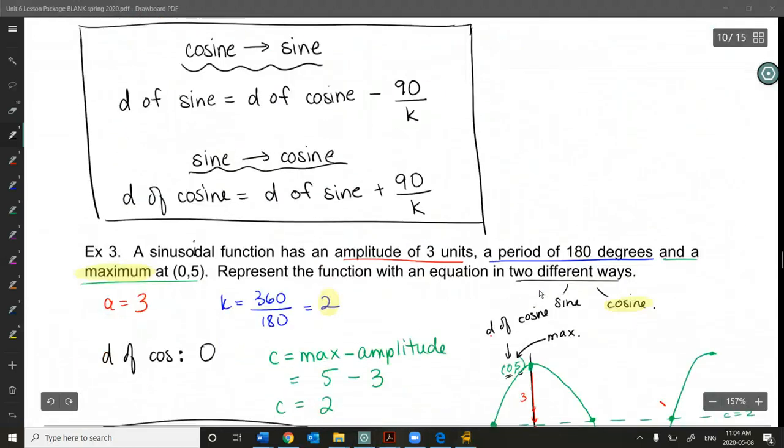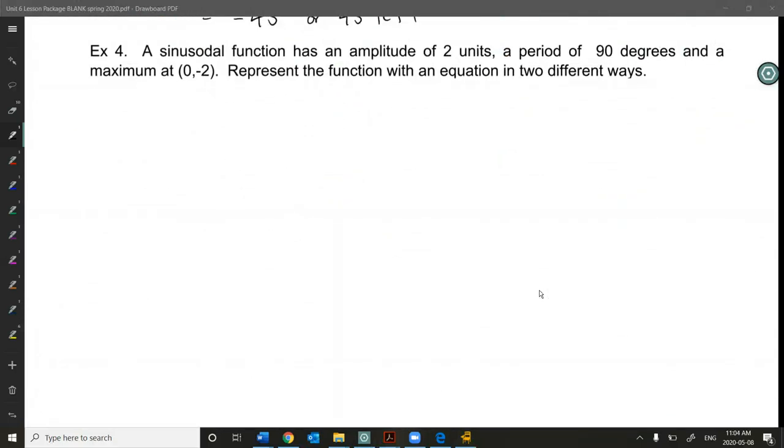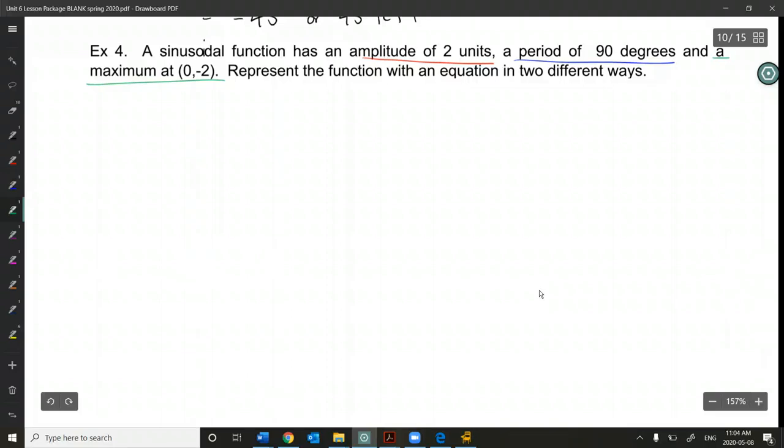All right, so let's try another example here. A sinusoidal function, again, I'm missing the i there, has an amplitude of 2 units. I'm going to underline that. A period of 90 degrees and a maximum at (0, -2). Represent the function in 2 different ways. So we're going to represent this as sine and cosine. And because I'm given information about the maximum here, I'm going to start with cosine. If you happen to see in this type of question rising midline, then you can start with a sine function. But most of them will probably give you information about the max.